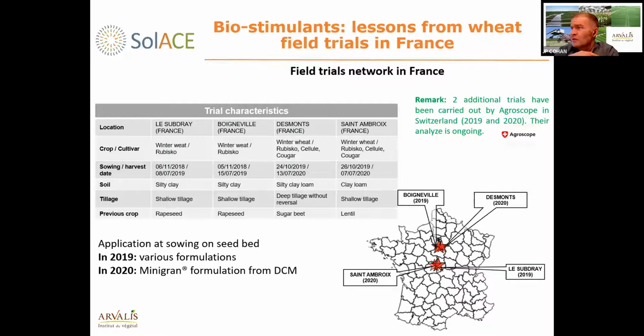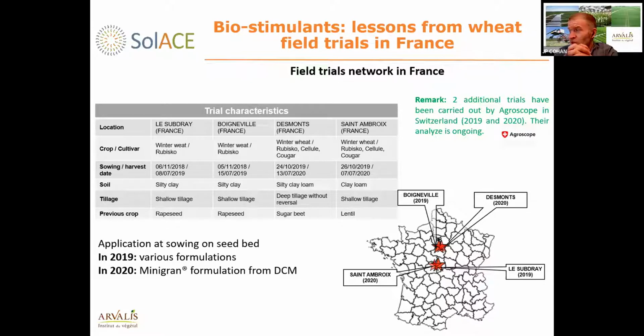The field trial network in France is composed of 4 trials, 2 harvested in 2019 and 2 harvested in 2020. As you can see on the map, we have 2 main experimental sites, one just below Paris and one in the center of France, with soils with some similarities between sites, silty clay or silty clay loam, and various conditions concerning weather and agricultural practices.